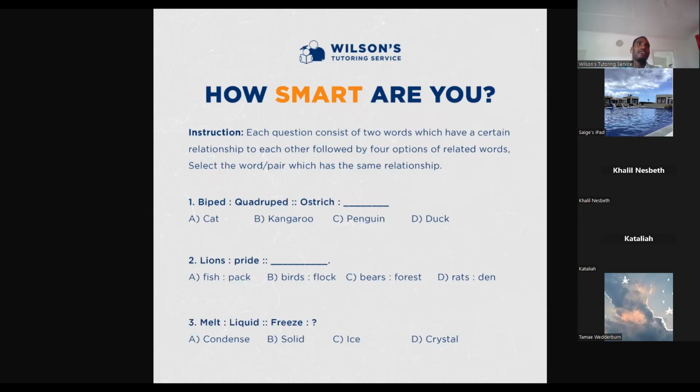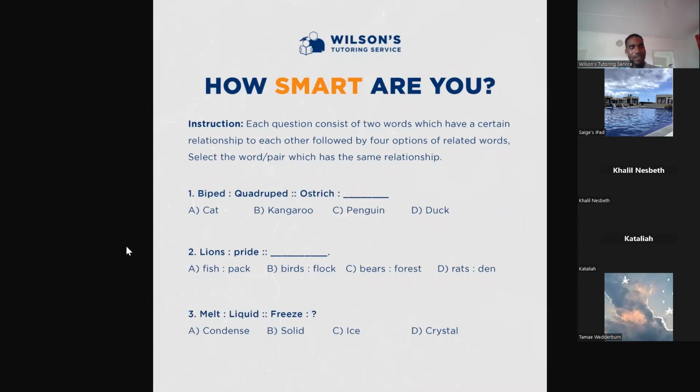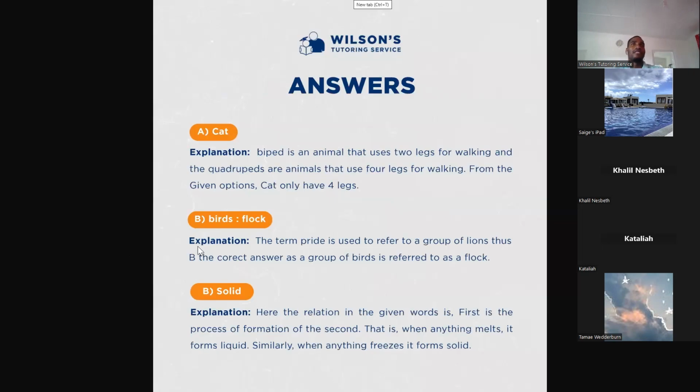All right, so let us see what the answers are. For number 1, where you have quadruped and biped, it says the answer is cat. The explanation is biped is an animal that uses 2 legs for walking, and quadrupeds are animals that use 4 legs for walking. From the given options, cat has 4 legs. So seeing that an ostrich has 2, the best option would be cat, seeing that it's the only creature there with 4 legs.